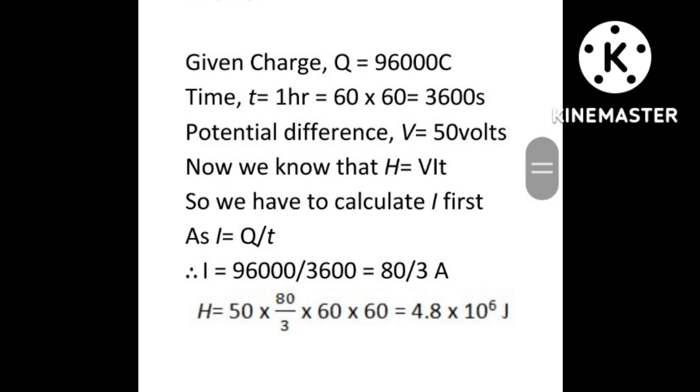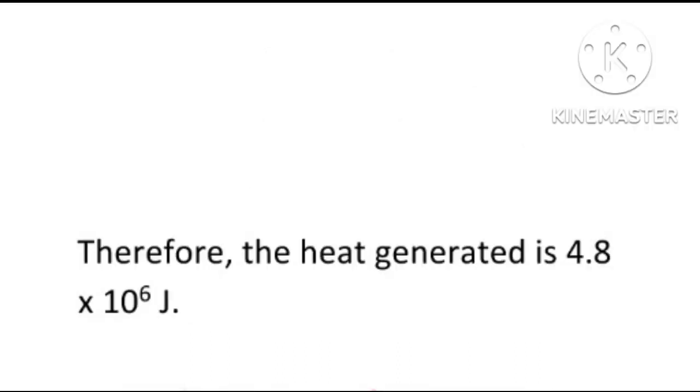Now we can substitute all the values in the equation H equal to VIT. Here V is 50, so 50 into the I value we calculated as 80 by 3, so 50 into 80 by 3 into T. T is 60 into 60. So the value we are getting is 4.8 into 10 raised to 6 joule. Therefore the heat generated is 4.8 into 10 raised to 6 joule.